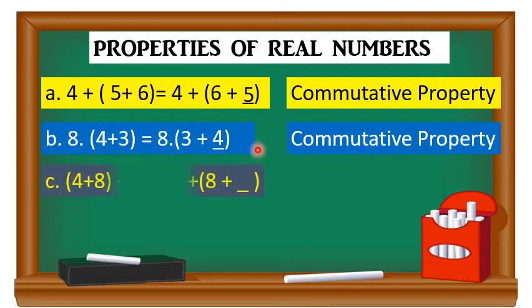Let's proceed to letter C. 4 plus 8, quantity 4 plus 8 plus 10 equals blank. Unsa ning blank dari, class? It is, unsa man daw, B? 4. It is 4 plus quantity 8 plus, unsa ning blank na po dani? It is 10.